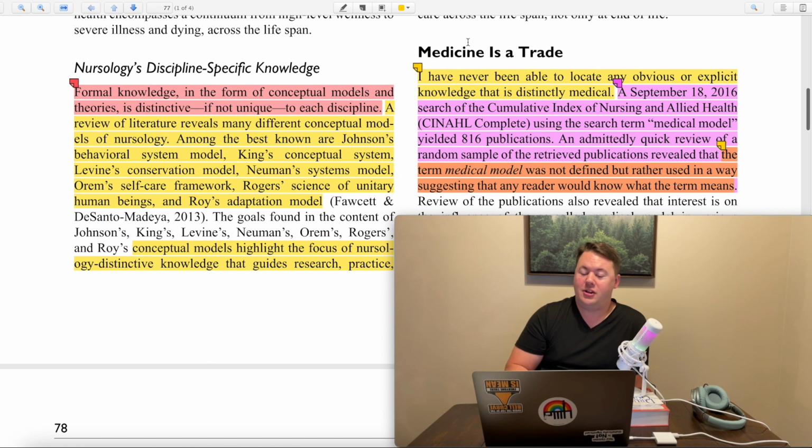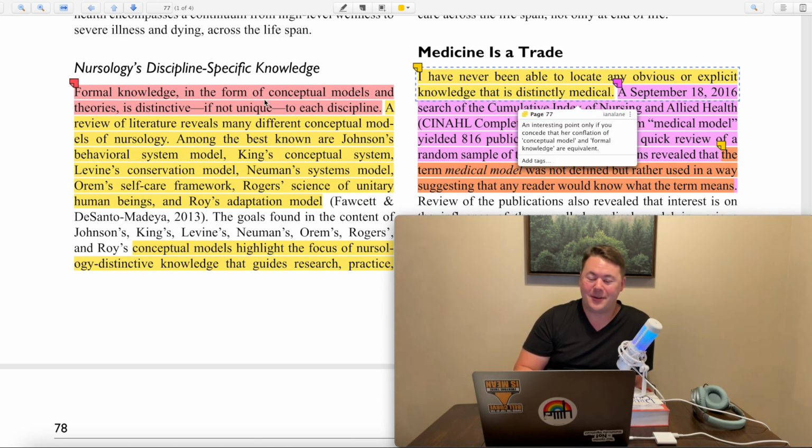Continuing on, she then goes from nursing's domain-specific knowledge, discipline-specific knowledge from our conceptual models, to talk about how medicine is a trade. And here is where things get especially interesting. Quote, "I have never been able to locate any obvious or explicit knowledge that is distinctly medical."